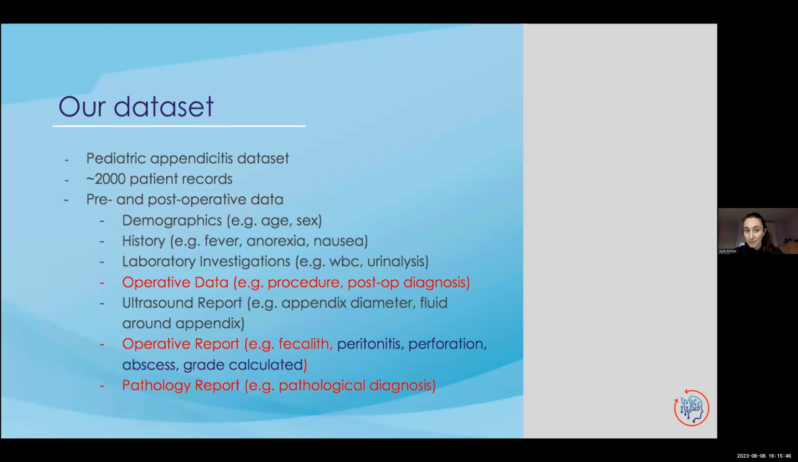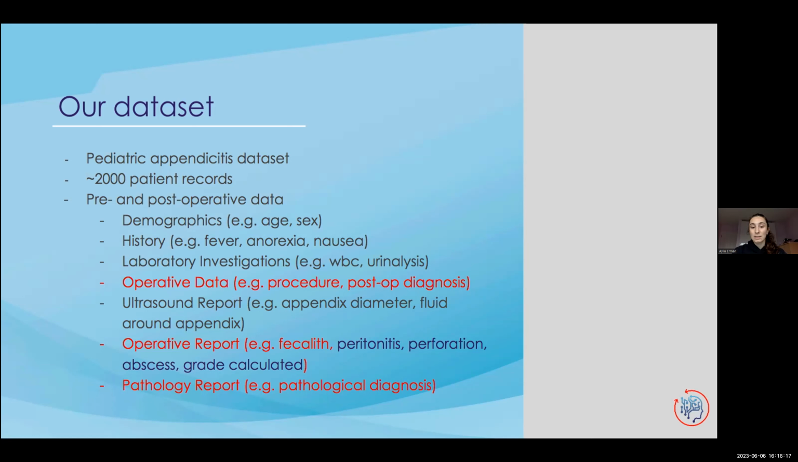So our data set is a pediatric appendicitis data set with approximately 2,000 patient records. We have both pre and post-operative data, which includes demographics like age and sex, history, so does this patient have fever, anorexia, nausea, laboratory investigations, white blood cell count, and urine analysis, for instance, operative data, so the name of the procedure, post-operative diagnosis, ultrasound reports, operative reports, and pathology reports.